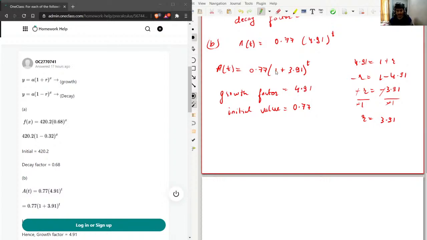Again I'm saying that this is in terms of 1 plus the number, we are writing it in this form because we just need to verify whether we will get a growth function or a decaying function. But to get the growth factor, we'll just take the value inside the bracket. So this is the value, I guess.